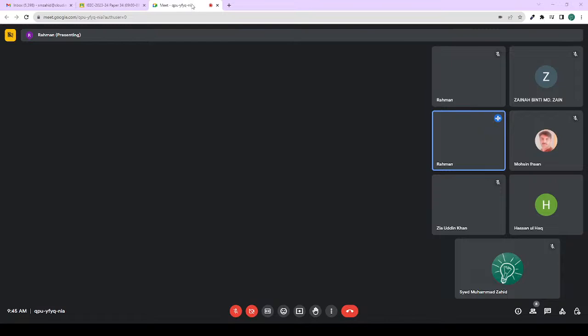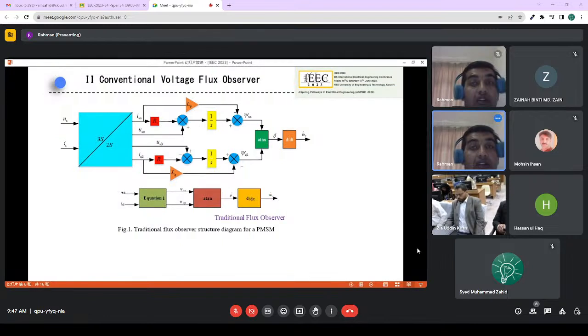This is the conventional voltage flux observer. It uses stator voltage and current and transforms from three-phase to two-phase, in the stationary alpha-beta plane. This is the main block diagram of the conventional voltage flux observer. For theta estimation, some researchers propose an arctangent, and some use a PLL to estimate theta of the PMSM rotor.